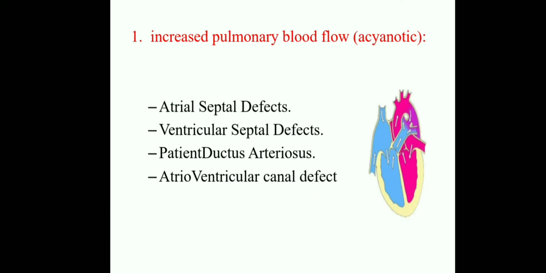We will see what conditions come under the increased pulmonary blood flow. Same as I said in that classification, that only comes here. Here the increased pulmonary blood flow conditions are atrial septal defects, ventricular septal defect, patent ductus arteriosus, and atrioventricular canal defects. Here the atrial septal defects means the two atriums are there. In between this atrium, one septum is there. Here the defects appear between the two atriums.